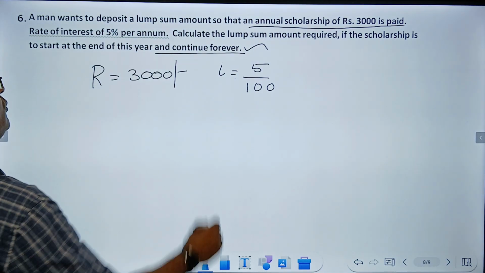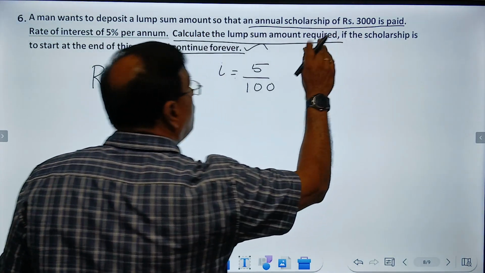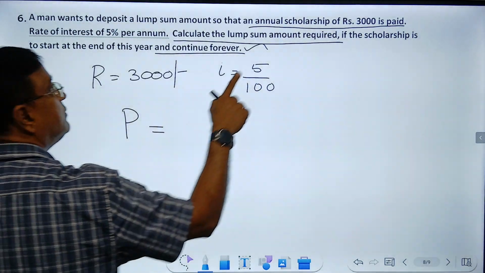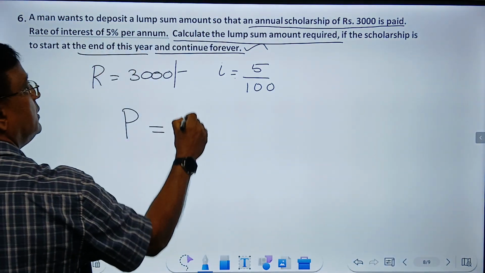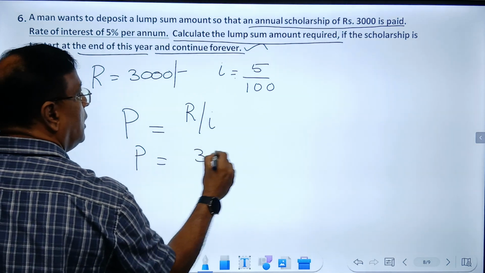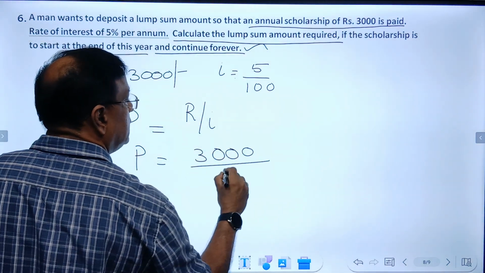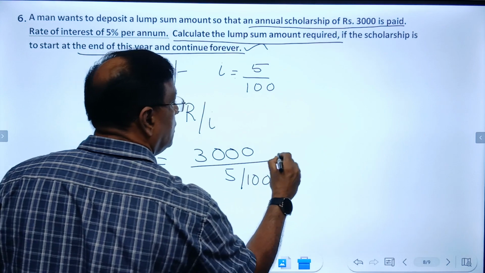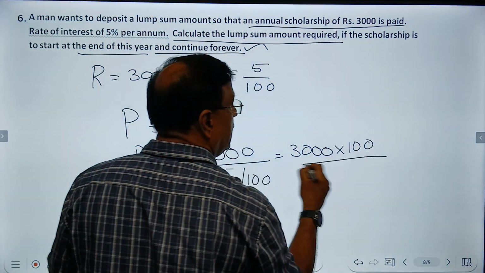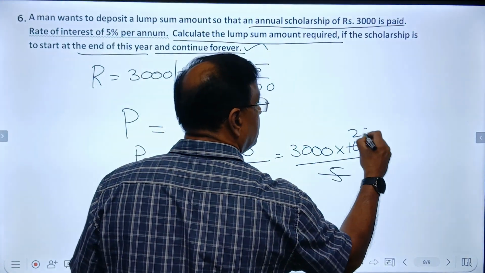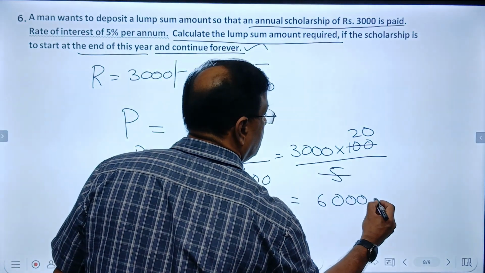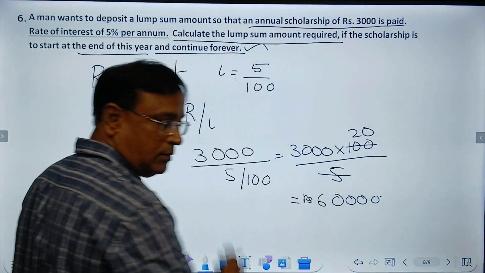So here he is asking me to calculate the lump sum amount required, the present value. That's what you have to find. And since it is at the end of this year, it is R by I. So P equals R by I. R is 3,000 and I is 5 by 100. So it is 3,000 into 100 divided by 5. 5 goes 20 times. What is that? 6 followed by 4 zeros. Correct?